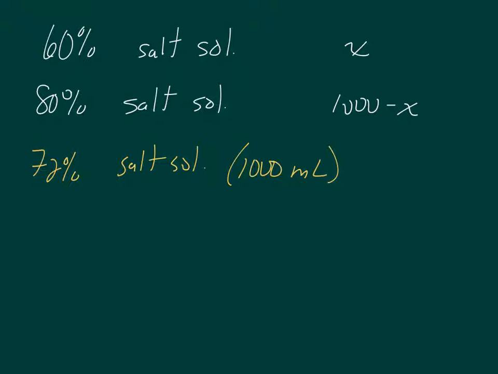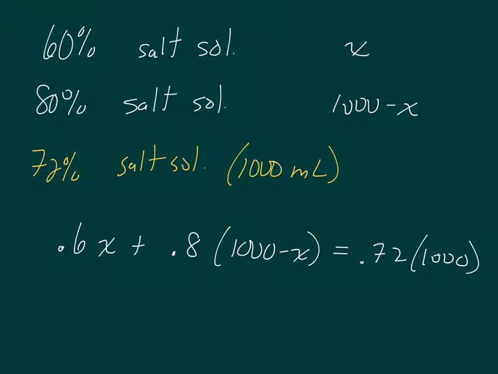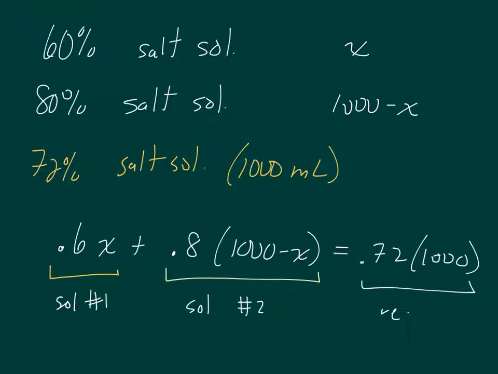So if you want to start by writing it like that, and then some of you jump right into the equation. Well, 60% solution of x plus 80% solution of 1,000 minus x is going to equal a 72% solution of the final amount. That's one way to do it. And you can think of this as the amount of mixture 1, this is the amount of mixture 2, and this is the result over here. That's one way to think about it, instead of using a table. But it's the same thing you would do with the table.